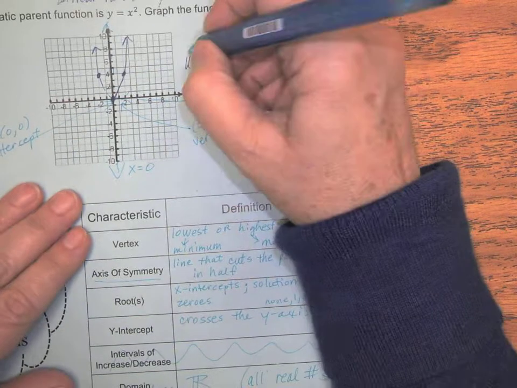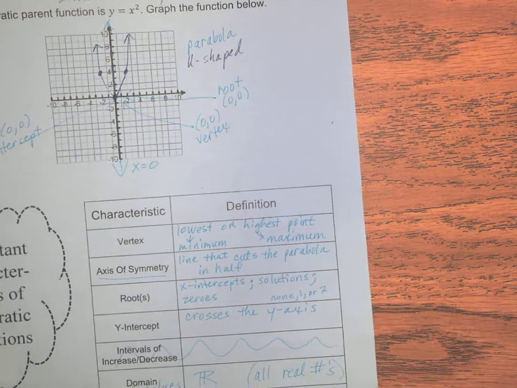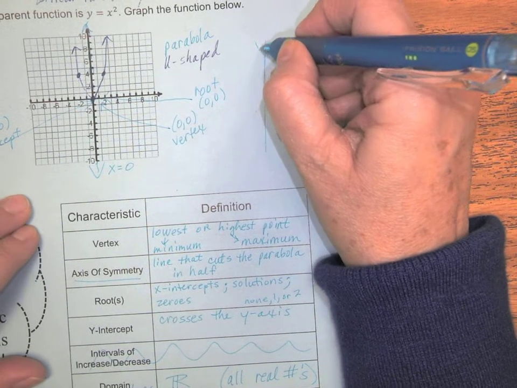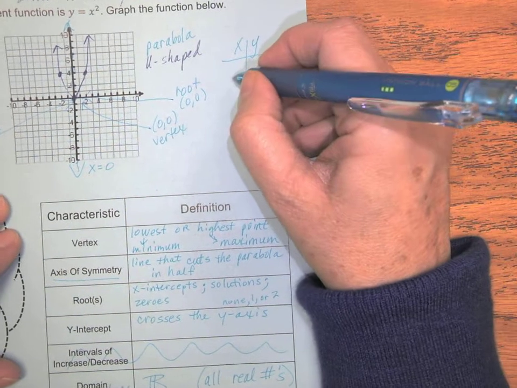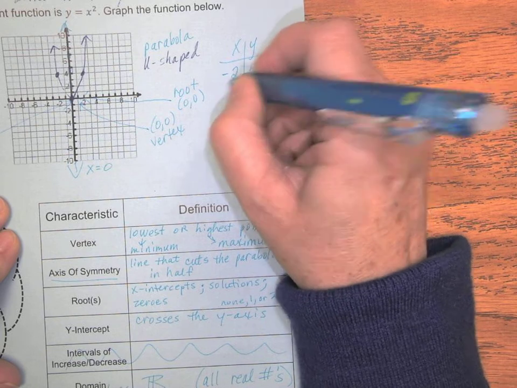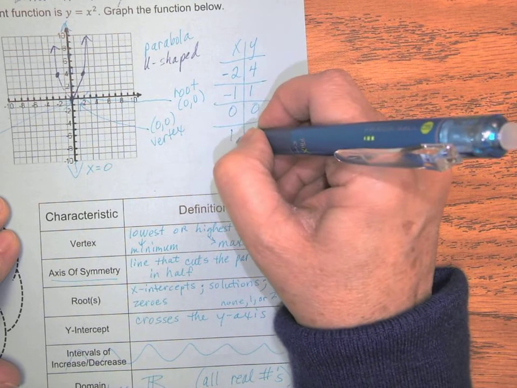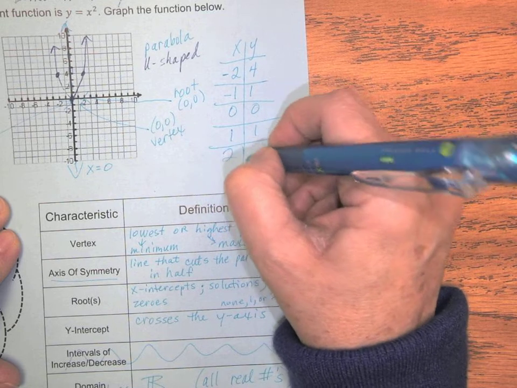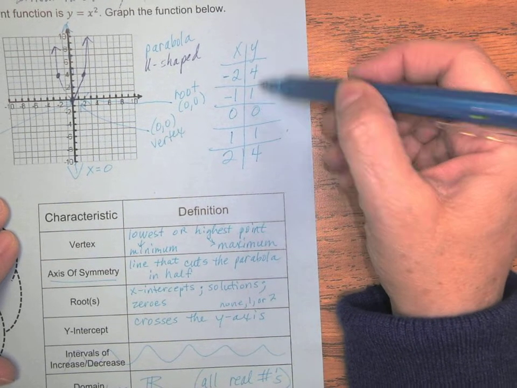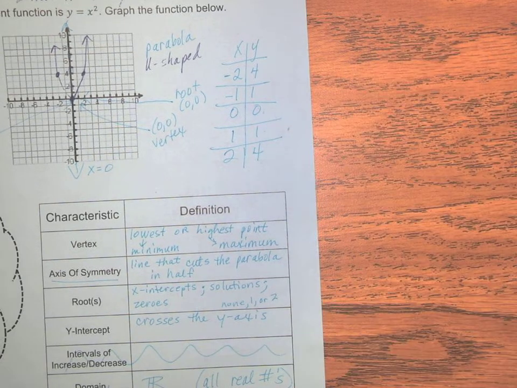The parabola, U-shaped, it's called a parabola. All right. And if we looked at that table of values a while ago, I do want to do this. If we looked at that table of values on your calculator, you would have seen -2, 4, -1, 1, 0, 0, 1, 1, and 2, 4. That's just a piece of it. Do you see the symmetry here? Do you see how the y values are the same, and then they're different at the vertex?